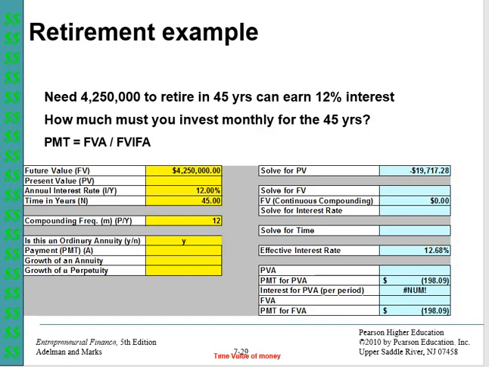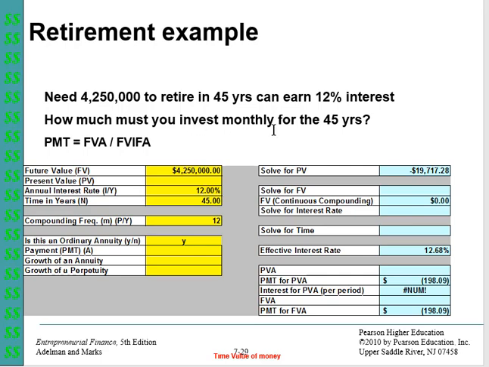Let's say that you need $4.25 million when you get to retirement. You're going to retire in 45 years. You have 12% as the interest rate. How are you going to acquire $4.25 million? What is that going to cost you? Well, the future value we need is $4.25 million. Present value is blank because we don't care about lump sums. Interest rate is 12% times 45 years.